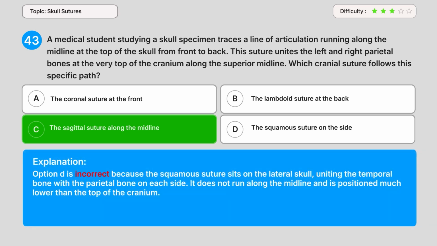Option D is incorrect because the squamous suture sits on the lateral skull, uniting the temporal bone with the parietal bone on each side. It does not run along the midline and is positioned much lower than the top of the cranium.